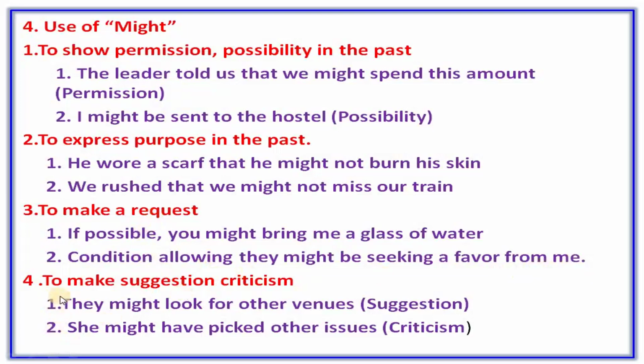The fourth one, to make suggestion, criticism. They might look for other venues, that is a suggestion. She might have picked other issues. It is criticism. So like this we need to use might at the time of suggestion and at the time of criticism.